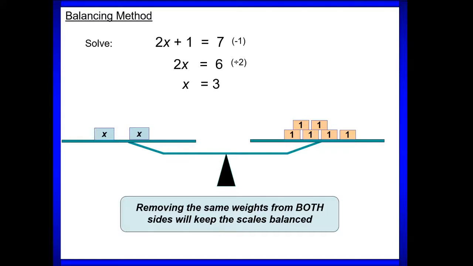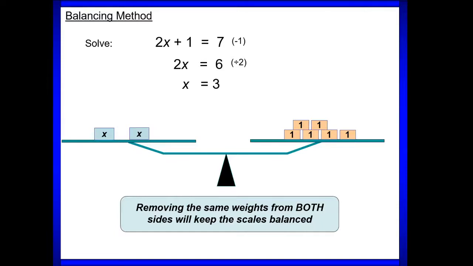Remember, solving means find the value of a single letter. If we want to check that that's correct, remember we can substitute our value back in. So 2 times 3 is 6, 6 plus 1 is 7, and that's equal to 7. So when we end up with the same number on each side, then we know our answer is correct.